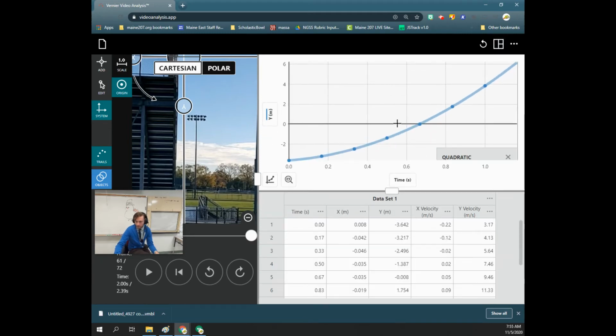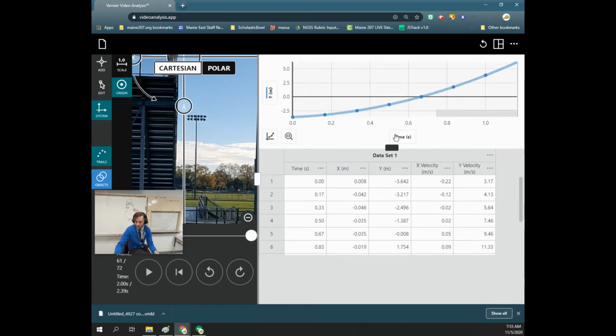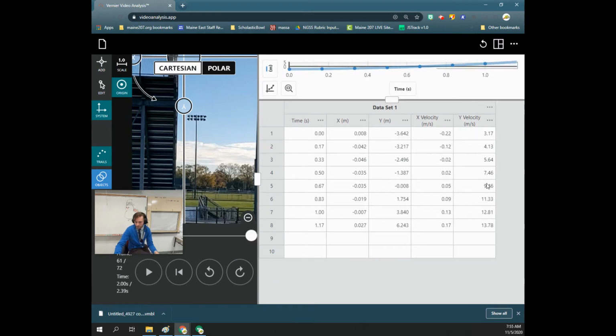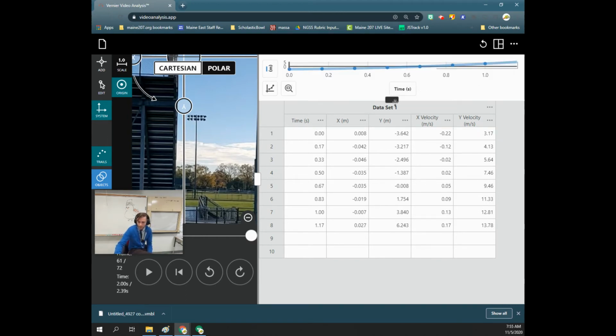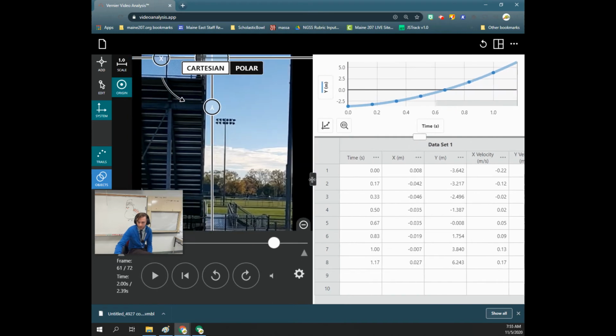And if I look at my velocity, so if I just look at the data table, I will see the y velocity, which is what I'm interested in, up and down. It looks to be changing. It goes from 3 meters per second in the beginning to 13.78 towards the end, right? So it's definitely speeding up. And with things that are falling, because they're speeding up, we can analyze their motion. We can see how much are they speeding up every second. Is there a pattern to that?